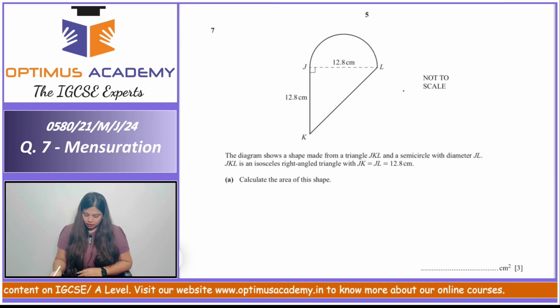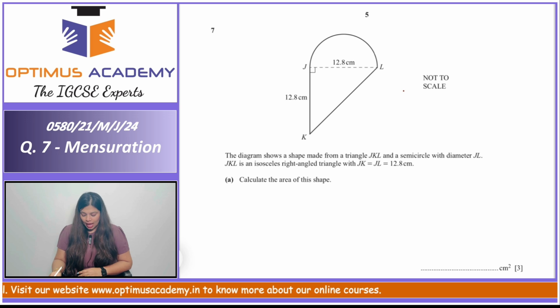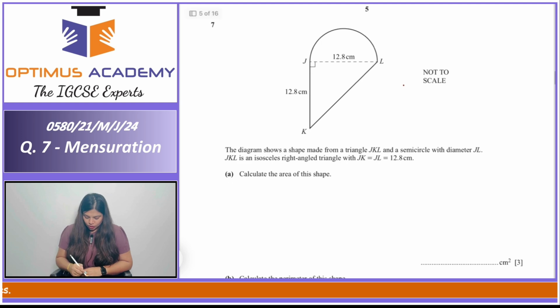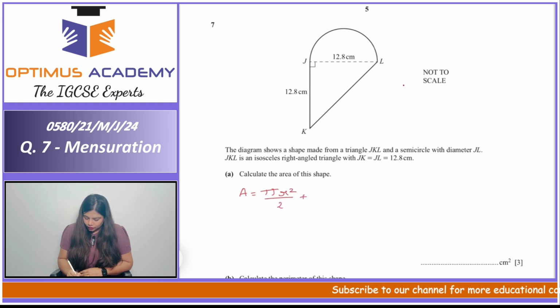Question 7 states that the diagram shows a shape made from a triangle JKL and a semicircle with diameter JL. JKL is an isosceles right angle triangle with JK and JL both being equal to 12.8. Calculate the area of this shape. So to find the area of this shape, we are going to add the area of the semicircle plus the area of the right angle triangle.